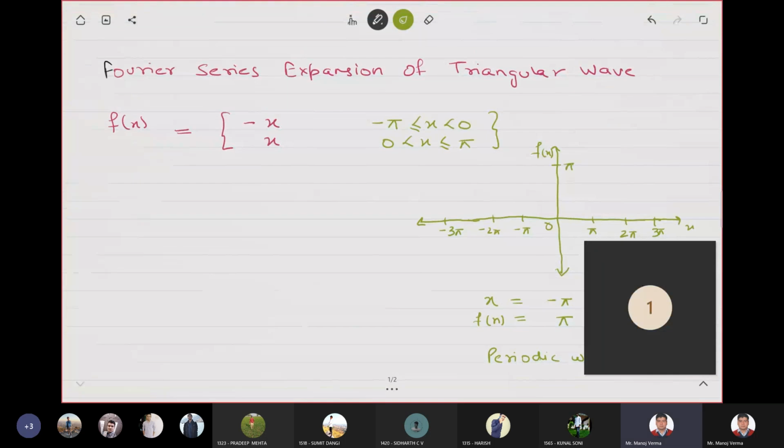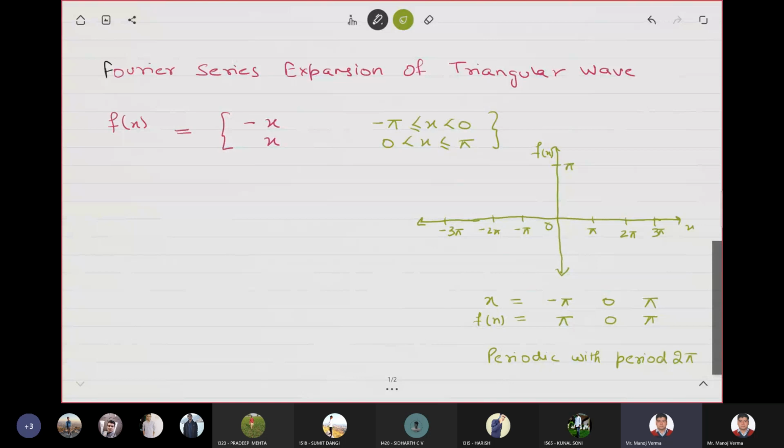So in the last class we have seen the Fourier series expansion for a square wave as well as a sawtooth wave. Now the next problem is we have to see the Fourier series expansion of a triangular wave.